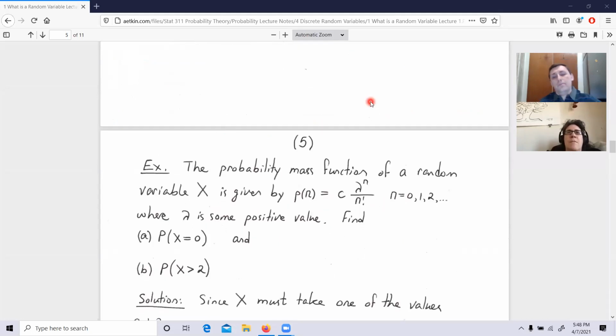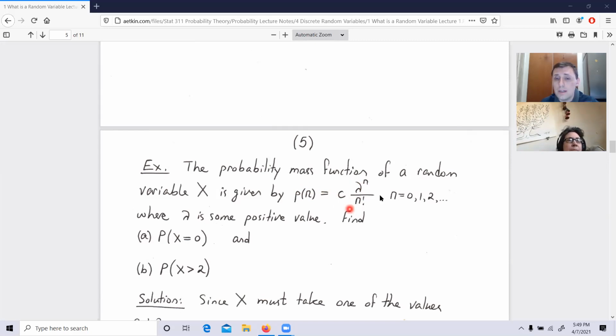Let's begin with a basic example, guys. Suppose that the random variable can take numbers 0, 1, 2, all the way to infinity, all the non-negative integers, and the mass function is given as follows. Its probability of n is c times lambda to the n over n factorial, where c is to be determined in terms of lambda. Please tell me what's the value of c first and foremost.